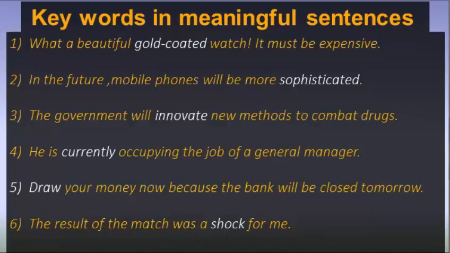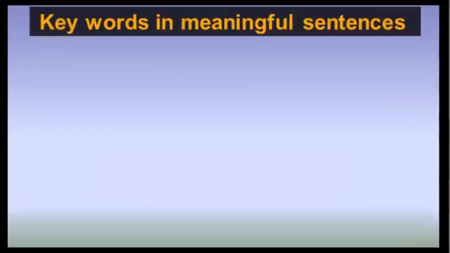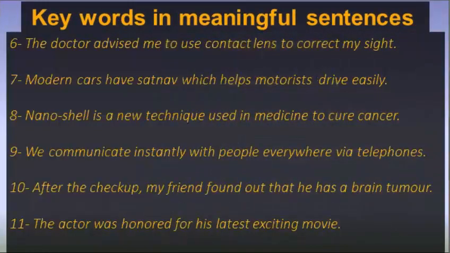Number six, the result of the match was a shock for me, a surprise, maybe a good surprise, it may be a bad surprise, and so on. So it is a shock. Number seven, the doctor advised me to use contact lens to correct my eyesight. So contact lens are something used to correct the eyesight or to have colored eyes.